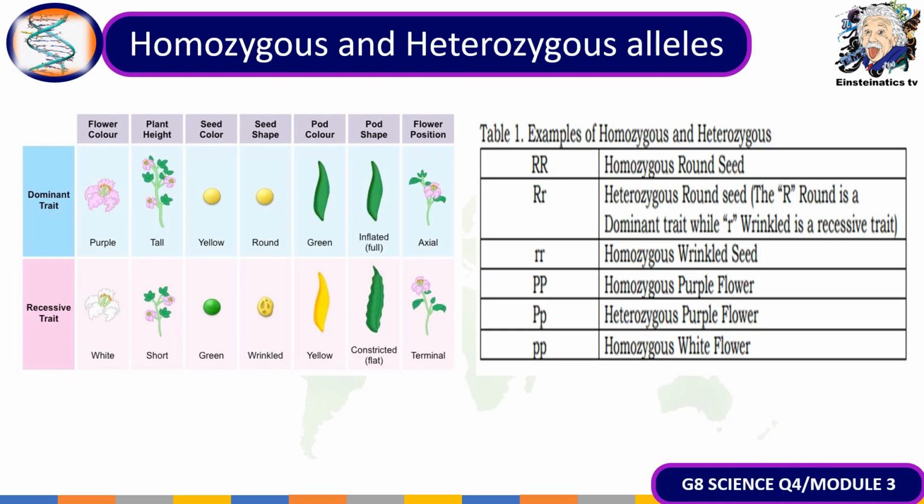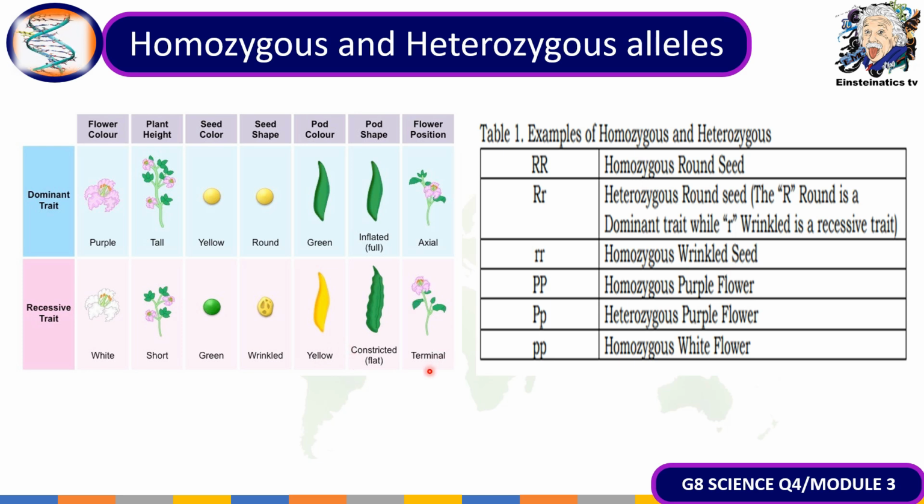Based on Mendel's experiment, so he identified the following traits among the pea plants. So, yung mga dominant traits are purple, yung tall, yung yellow, yung round, yung green, yung inflated, and axial. Whereas yung mga recessive traits naman are yung white, yung short, green, wrinkled, yellow, constricted, and yung terminal flower position.